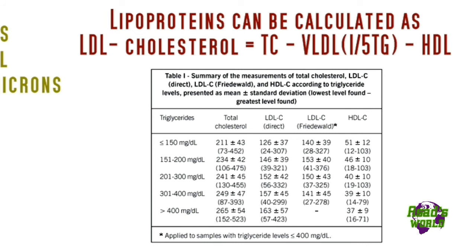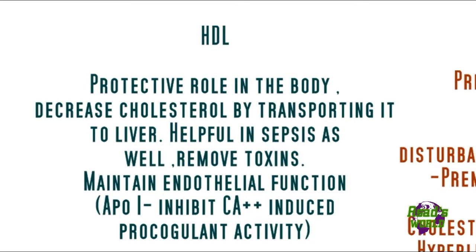Now, lipoproteins can be calculated by this formula: LDL cholesterol is equal to total cholesterol minus VLDL, that is 1/5 of the triglycerides, minus HDL. And the table below shows the summary of measurements of total cholesterol, LDL-C by Friedewald and HDL-C by the formula that is written above. So now, moving forward, talking about HDL.